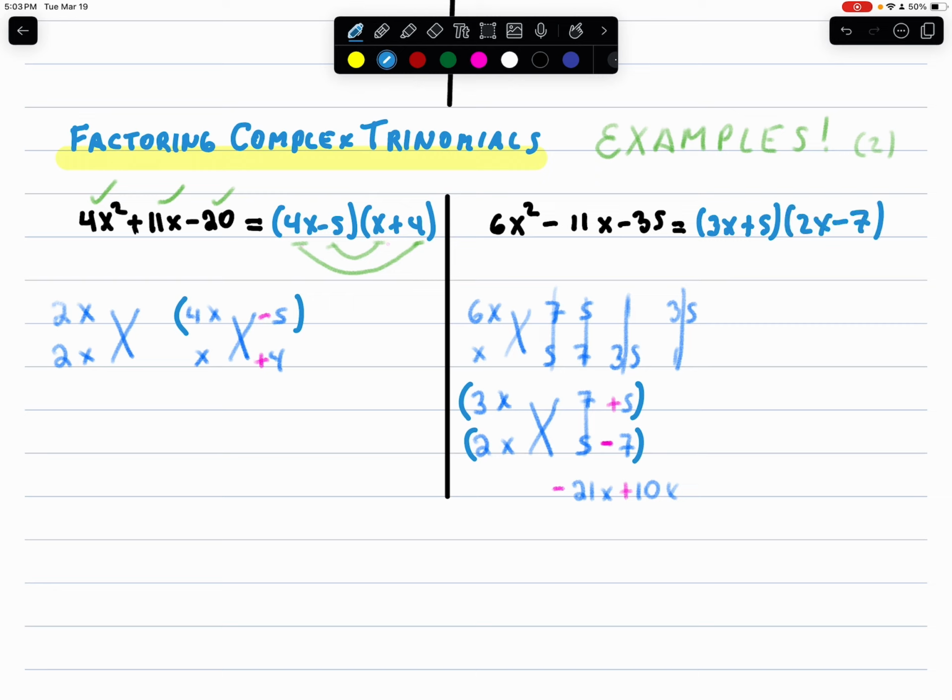Well, let's check to see if this worked. 3x and 2x gives me 6x squared. Perfect. 5 and minus 7, okay, that should be negative, minus 35. Oh, nice. That checked out. And now I've got 10x minus 21x, which gives me minus 11x, which means we got the right answer. Now, with a little bit more practice, this is going to come in smoother and smoother, and you're going to be a factoring king or queen.